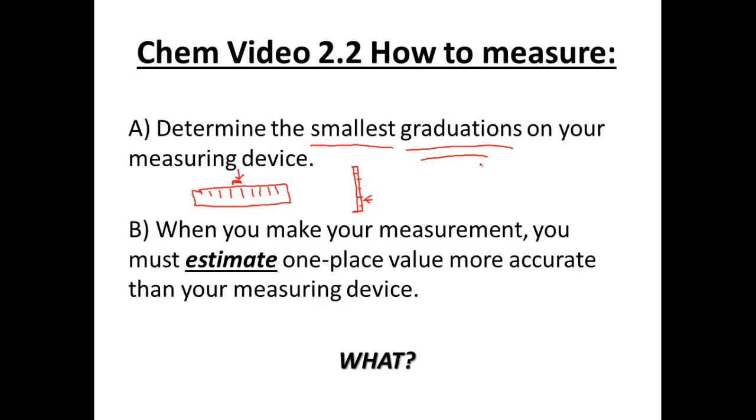First off, you need to determine the space between each one, how much is being measured. And then part two, when you make your measurement, you're going to estimate one place value more accurate than your measurement. So if our numbers are in between these two spots, we're going to estimate where exactly that measurement might be. We estimate one further spot than what our actual device can measure. It's going to make our measurements more accurate.